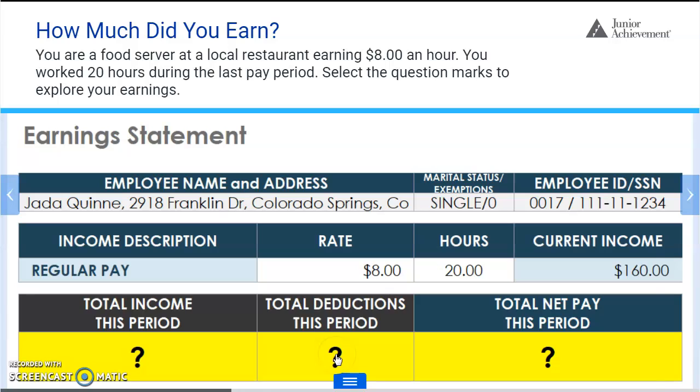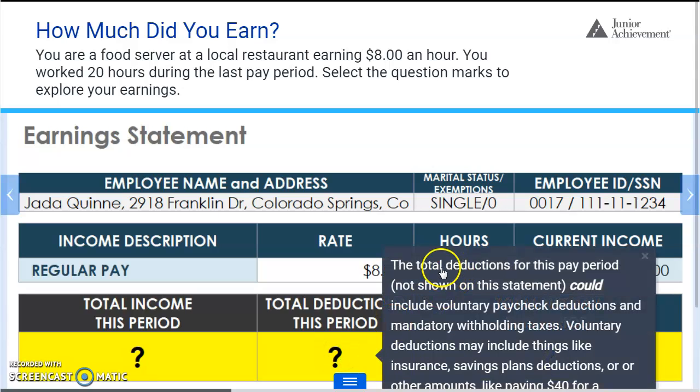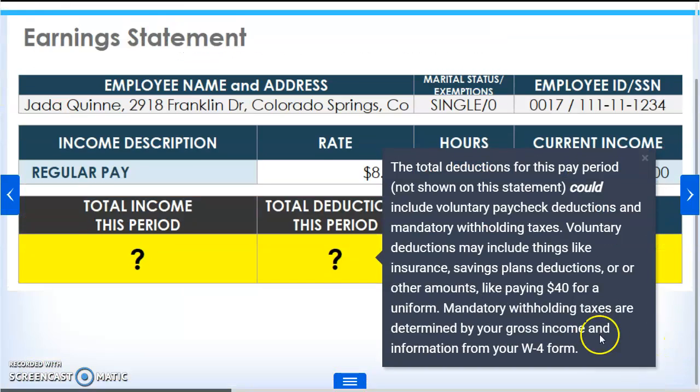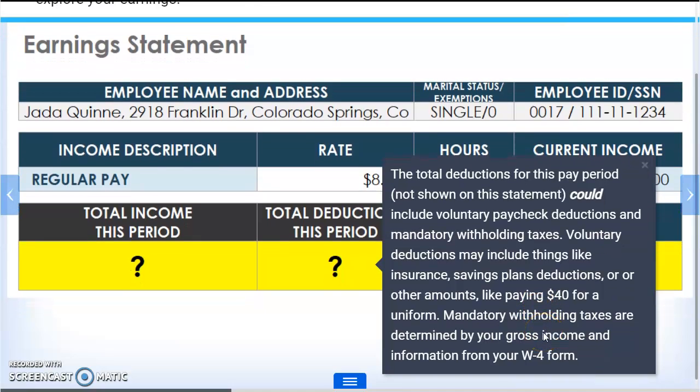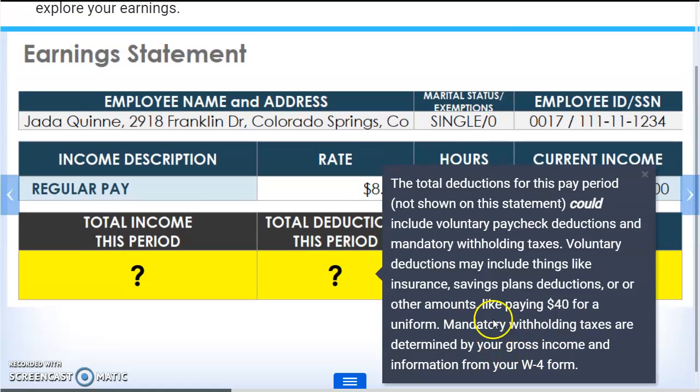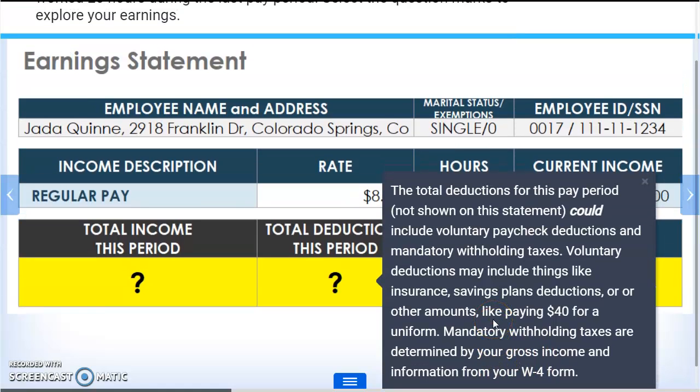Total deductions. Deductions are things like taxes and stuff. So let me read what it says here. The total deductions for this pay period, not shown on this statement, could include voluntary paycheck deductions and mandatory withholding of taxes. Voluntary deductions may include things like insurance, saving plan, deductions for other amounts like paying for a $40 uniform. Mandatory withholding taxes are determined by your gross income and information from your W-4 form.